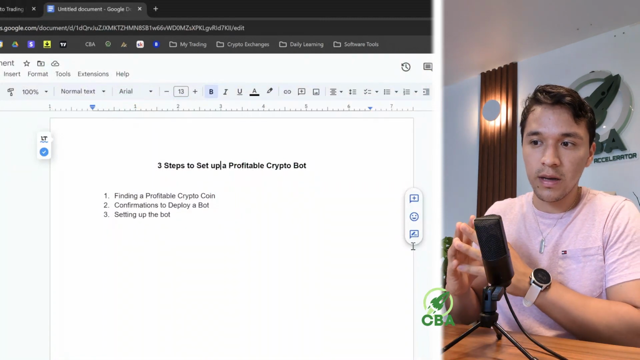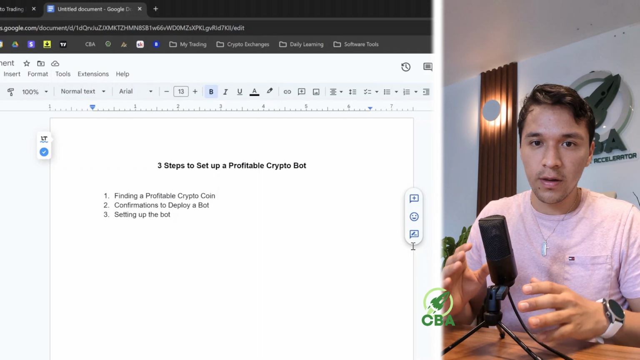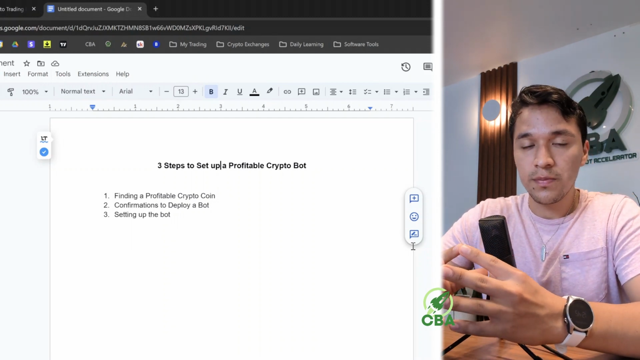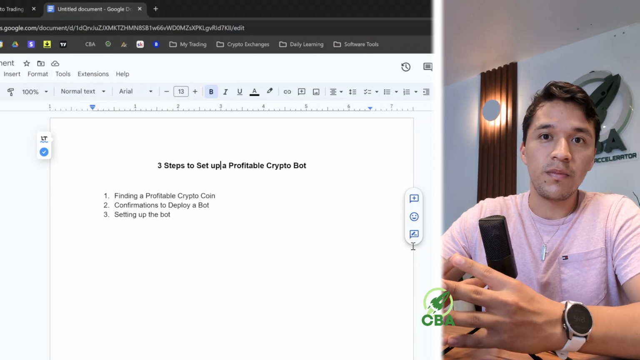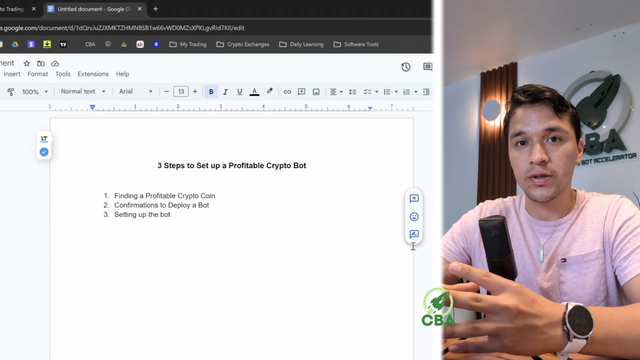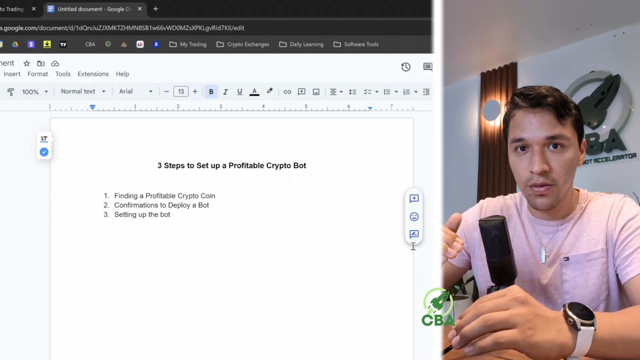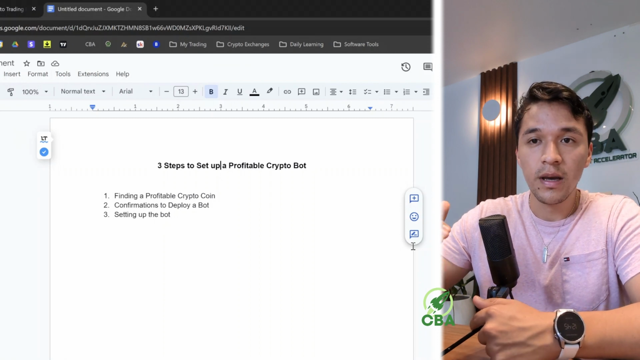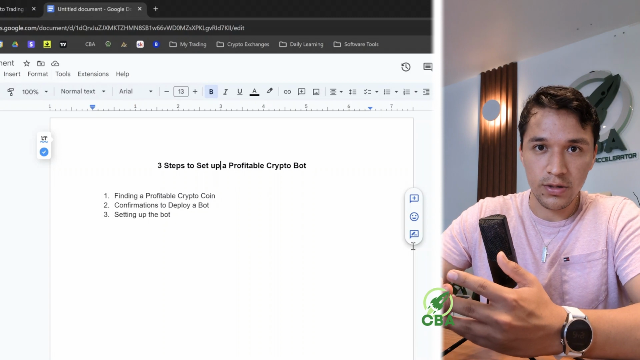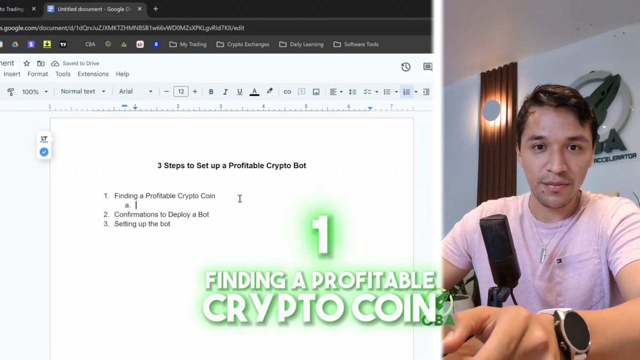Alright guys, so like I said, there is essentially 3 steps to set up a profitable crypto bot, and that is what we're gonna dive in right now. Again, you don't need to become a professional trader to be profitable and generate 0.5 to 1% per day with your bots fully passively. You only need to learn how to implement these 3 systems, these 3 steps in the right way, and you will be able to generate results like I was showing you at the beginning. So let's get started. First, finding a profitable crypto coin.